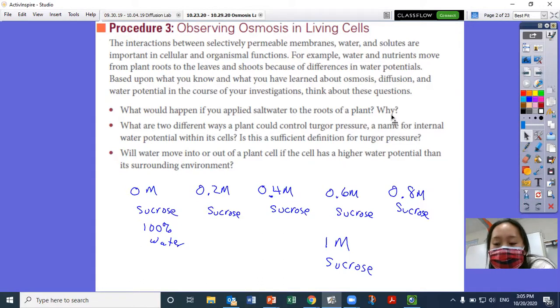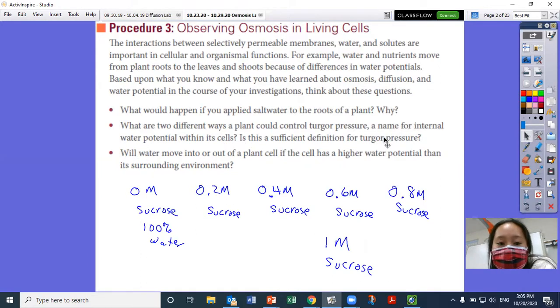But we know that plants are not pure water. So when you apply salt water to plants, different things will happen based on how salty you make that salt water. What are 2 different ways a plant could control turgor pressure, which is the pressure of when it's filled with water and the cell wall is not letting it burst, there's pressure, right? Is this a sufficient definition for turgor pressure?